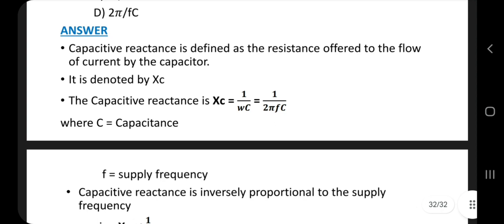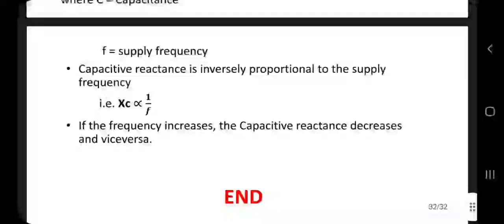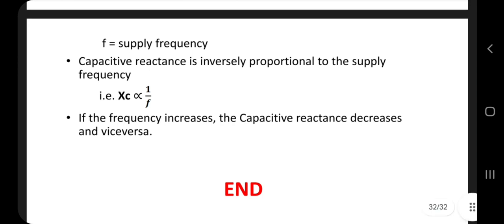So substituting here, we get Xc equals 1 by 2 pi fC, where C is the capacitance and f is the supply frequency. Capacitive reactance is inversely proportional to the supply frequency, that is Xc is proportional to 1 by f. If the frequency increases, the capacitive reactance decreases and vice versa.